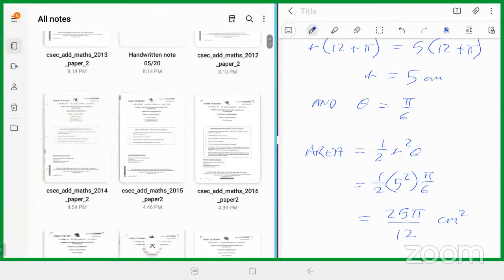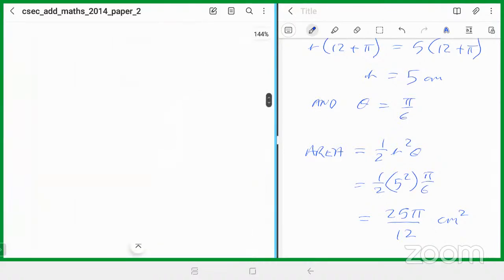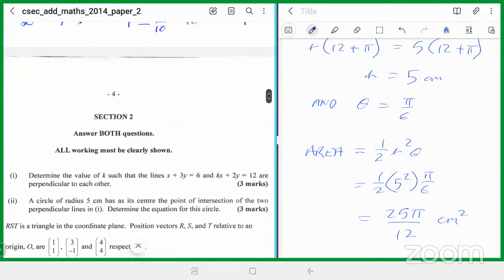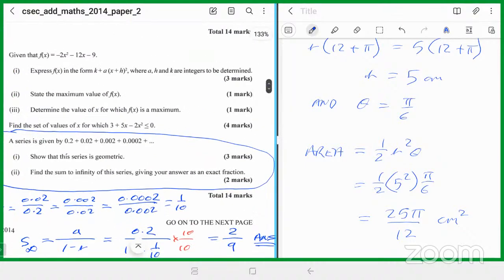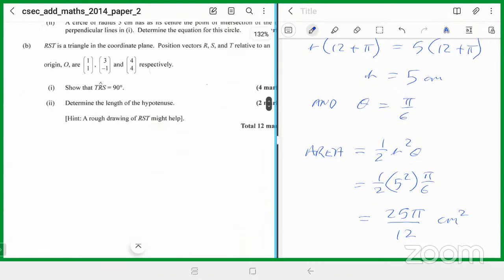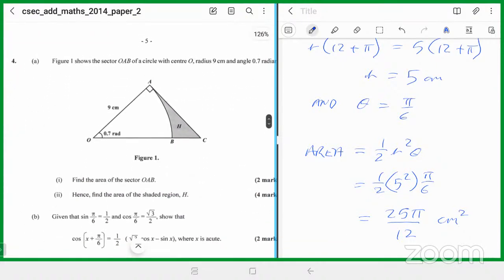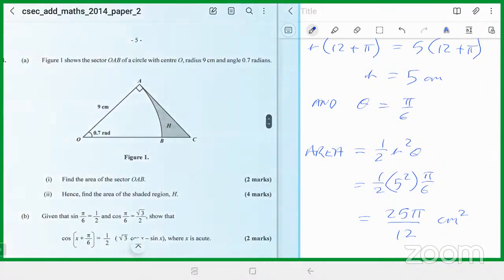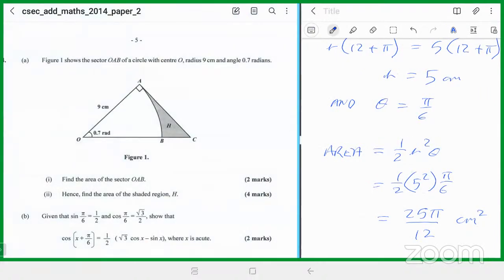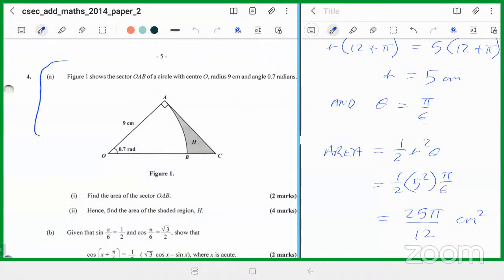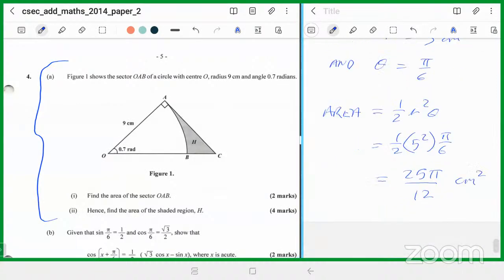Looking at 2014, which is right here. So looking for the circle theory question. No, not circle theory, circular measures. So we're going this way for the circular measures. This is it right here, number 4A. This is circular measures, right? Let's see what it says.